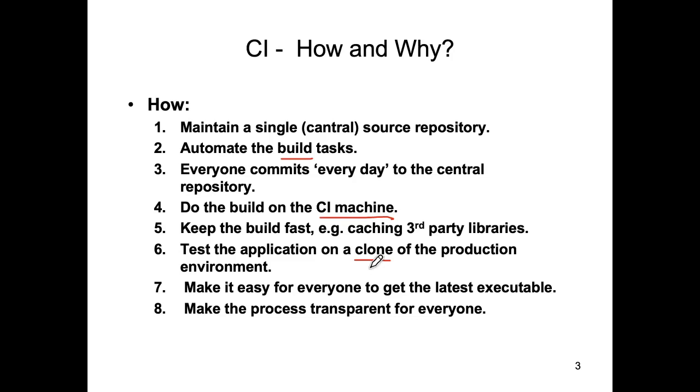Number 7, okay, I've covered that. And number 8, make the process transparent for everybody. Everybody should be able to access the results of every automated build and every automated deployment to your staging environment. Everybody should see what the outcome was. Maybe the build failed, maybe the deployment failed, whatever the result was, everybody should have access to the results, because their code may have been the cause of that, and so they need to be able to see the results.